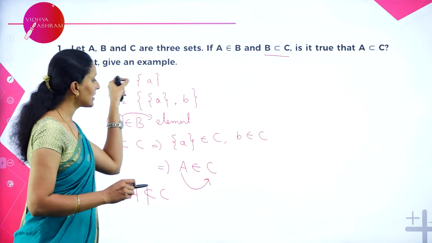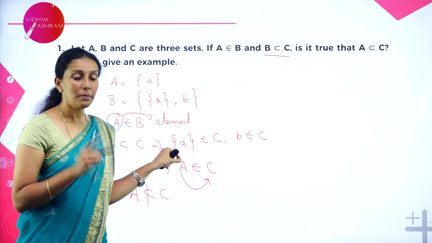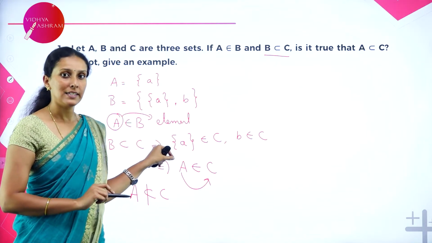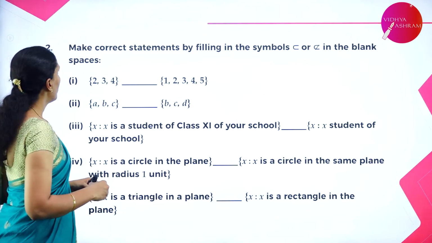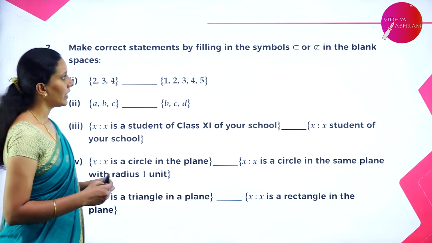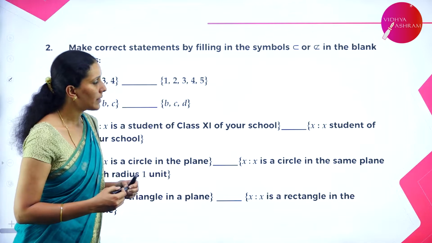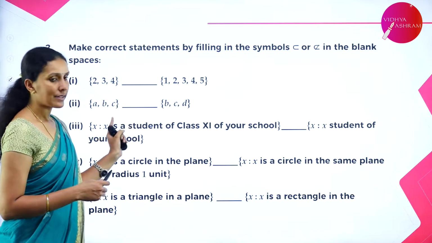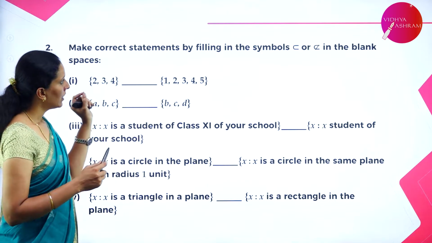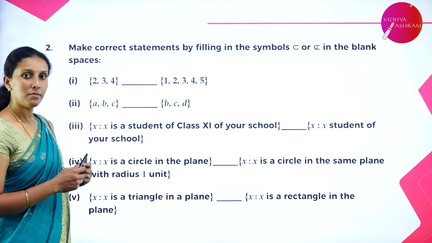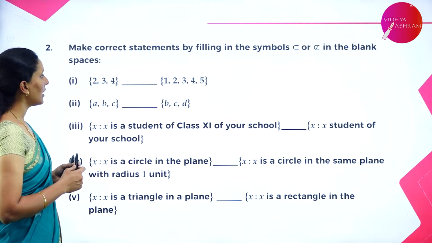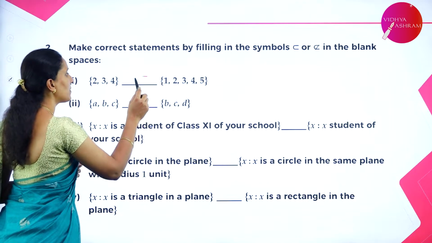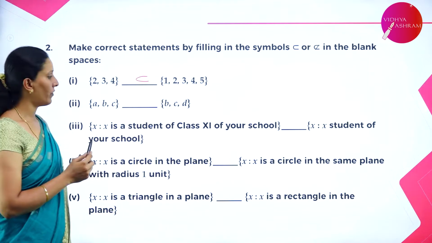Therefore, A is an element inside set C, but it is not a subset of C. Next, make correct statements by filling in the symbol subset or not subset in the blank spaces. So, you should see the pairs given here and fill the proper symbol inside the blank spaces. {2, 3, 4} is a subset of {1, 2, 3, 4, 5}.